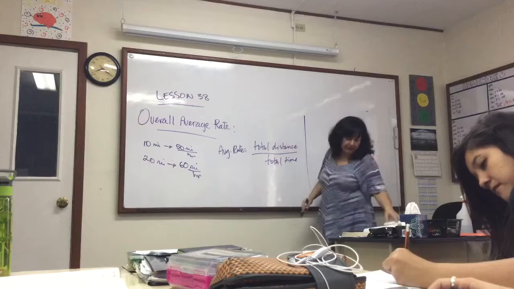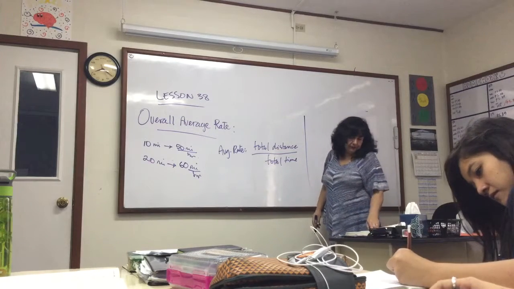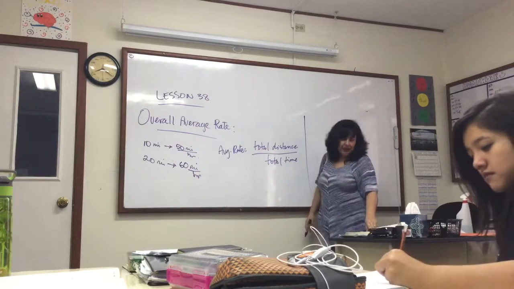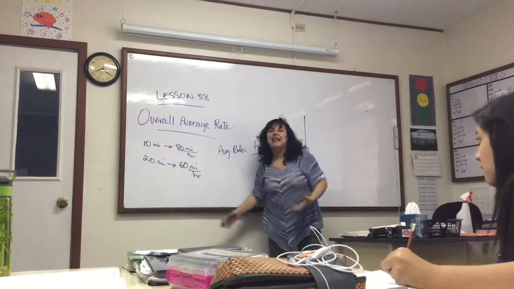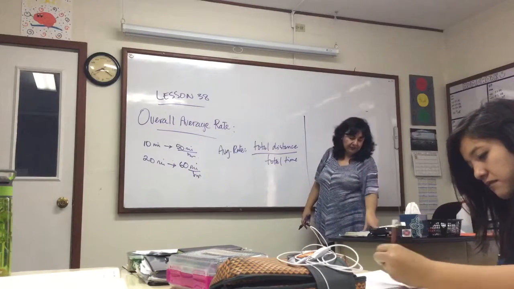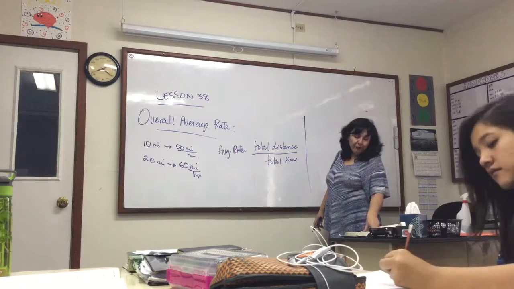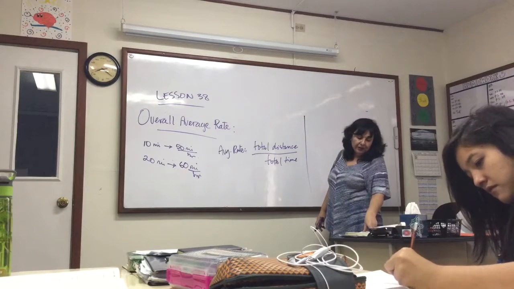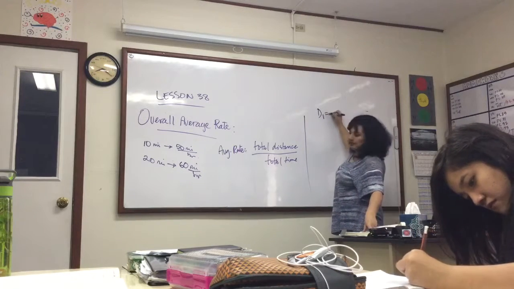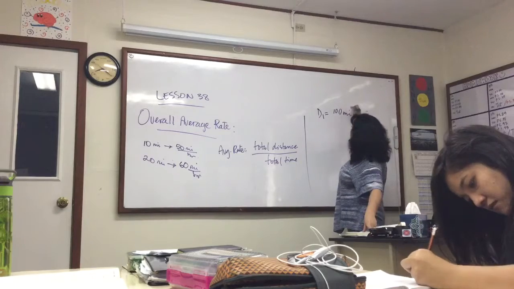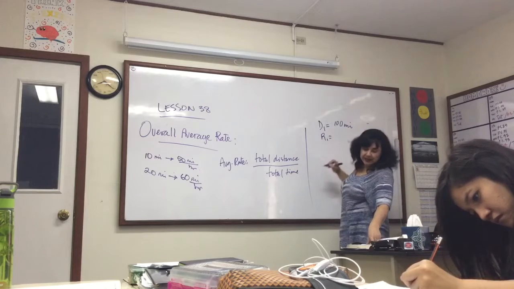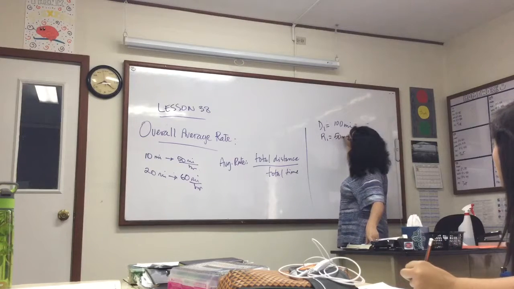Okay, so let's see, for example, we don't have the time that they did it in, so we can't do it that way. But look at example 38.7. Frank and Judy drive for 100 miles at 50 miles per hour. So distance 1 is 100 miles. Rate 1 is 50 miles per hour.